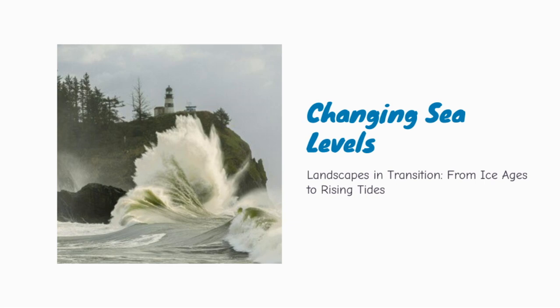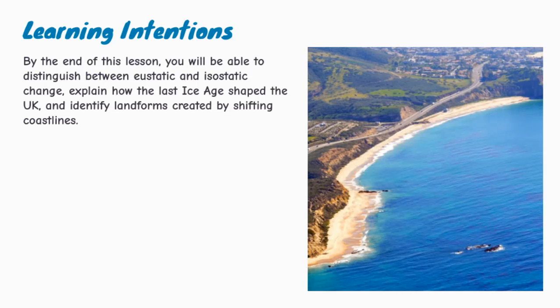Today, we will look at two key types of sea level change: eustatic change and isostatic change. We will also look at the landforms created by changing coastlines, including raised beaches, rias, and fjords. The big question for today is: is the sea moving, the land moving, or both? Let's begin with our learning intentions.